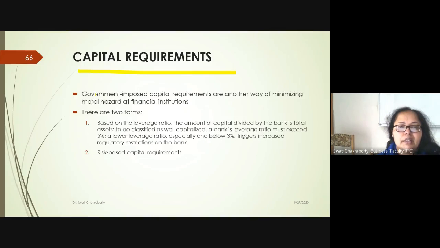Capital requirements, right? Government-imposed capital requirements are another way of minimizing moral hazard. There are two forms. Based on the leverage ratio, the amount of capital divided by the bank's total assets, a bank can be classified as well capitalized. A bank's leverage ratio must exceed 5%. A lower leverage ratio, especially one below 3%, will result in increased regulatory restrictions on the bank, right? And the second way is risk-based capital requirements.